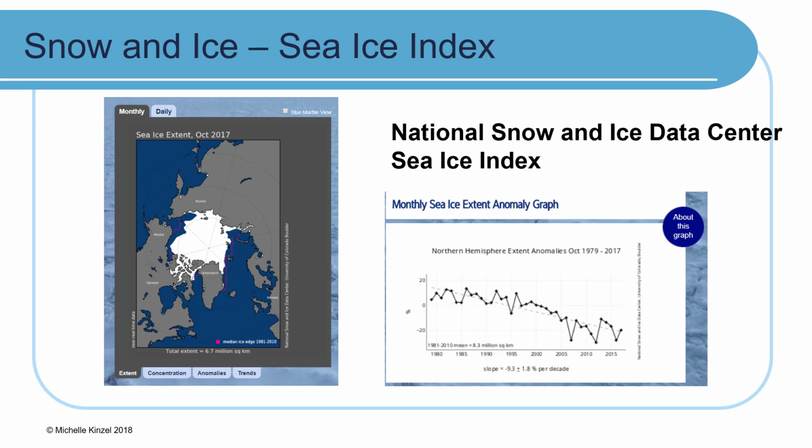This is a sea ice index. You can see on the left that there are two tabs possible. On the top, monthly or daily reports or composites, and then at the bottom you can look at extent, concentration, anomalies, and trends. And so the graph on the right is showing the relative amounts of sea ice in the northern hemisphere, and it's pretty obvious to see that that is a negative slope, meaning that overall the trend is a decrease in sea ice.